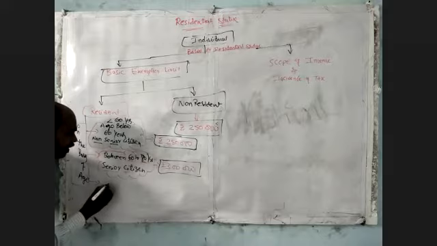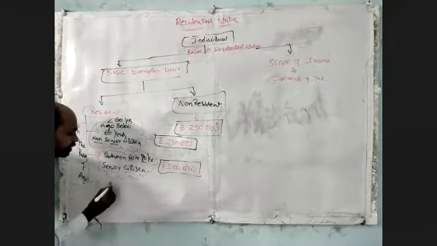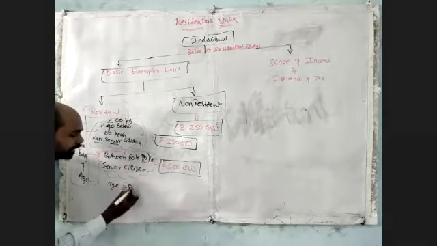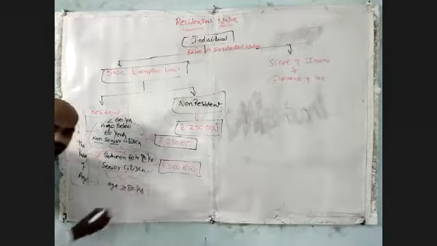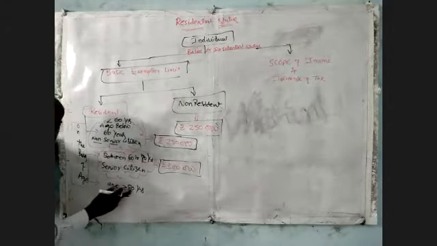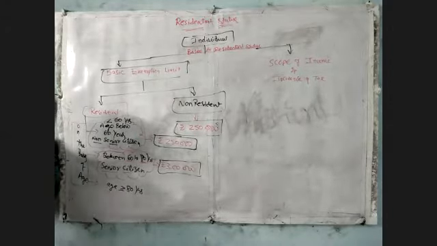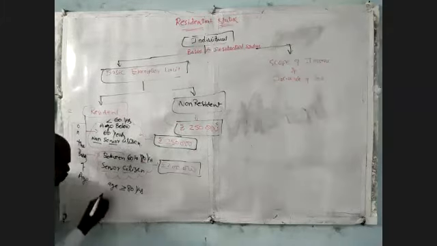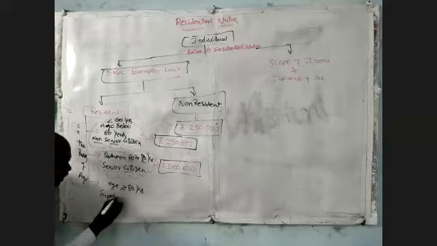So here, age greater than or equal to 80 years. How many years? 80. Here it is age greater than or equal to 80 years. Then he will be called a super senior citizen.